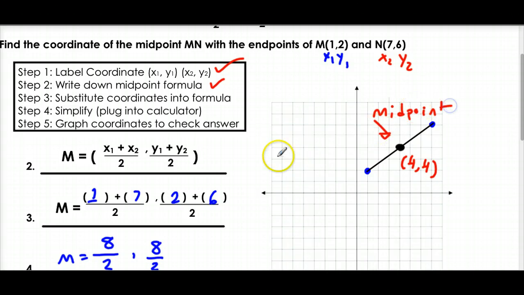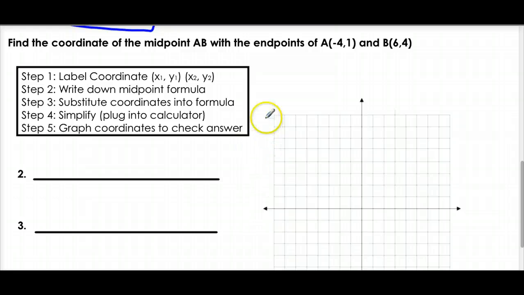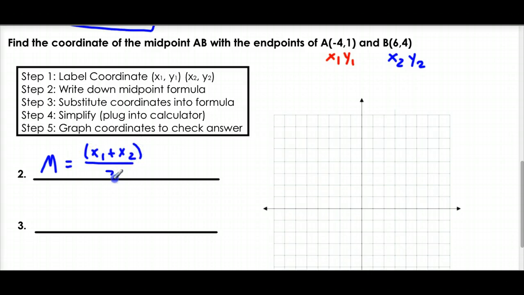Just in case you didn't follow along, let's try it one more time. Okay? We want to find the coordinate of midpoint of AB with the endpoint of A, negative 4, 1, and B, 6, 4. So first thing, we're going to label it x1, y1, and x2, y2. Remember, that just means our first x, our first y, our second x, our second y. Step 2 is to write down our formula. So m equals x1 plus x2 over 2, comma, y1 plus y2 over 2.